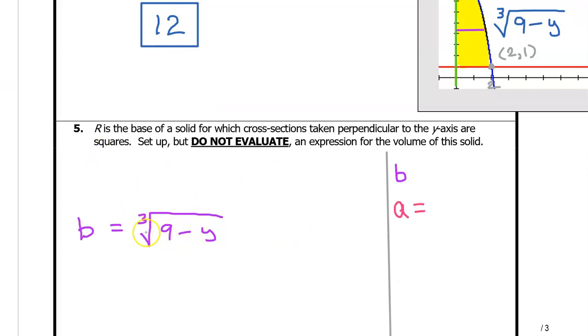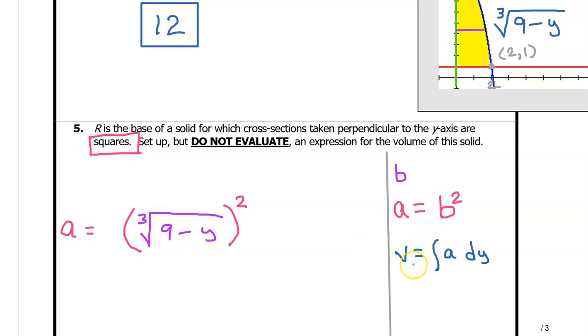Step 2 is to transform the expression for the length of the base of a slice into an expression for the area of a slice. We are told that the slices are all squares. So if the base of a slice is b, then the area will be b squared. So if this purple expression is b, I can turn it into the area by squaring it. So that's step 2. This is an expression for the area of a single slice.